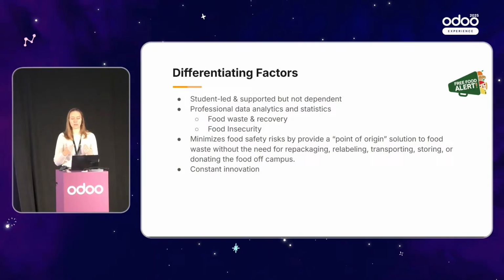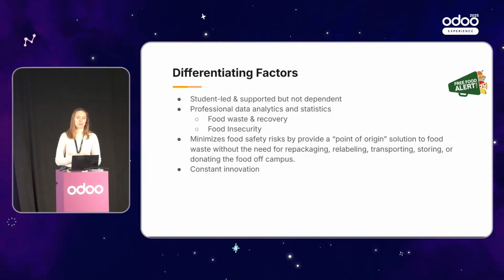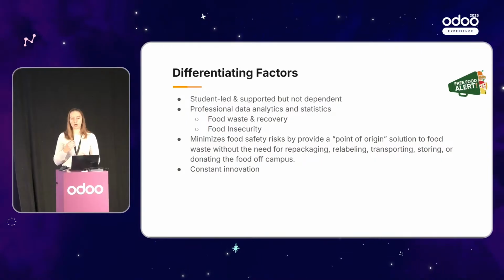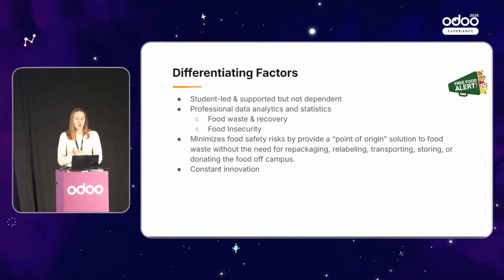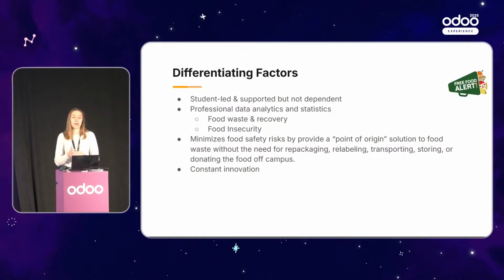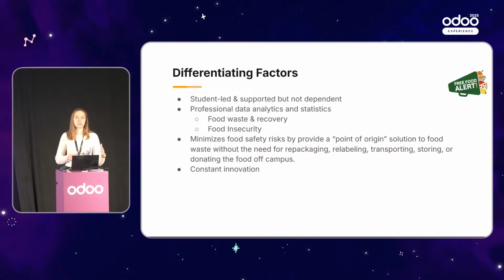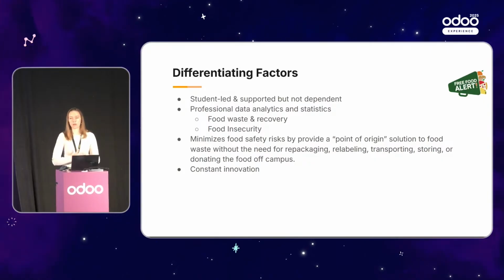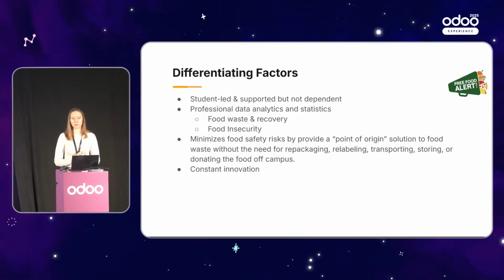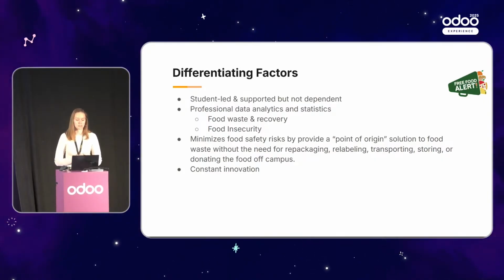And so one of the biggest advantages of working with Free Food Alert is that we're a professional team, we're a professional organization, we're constantly innovating, and we're not dependent on any one student at any one university. We also have very professional data analytics and statistics around things like food waste and recovery, as well as food insecurity. I've demoed those things in prior Odoo Experience talks, so I highly recommend you look back at my talks from 2024 and 2023 if those are things that interest you.